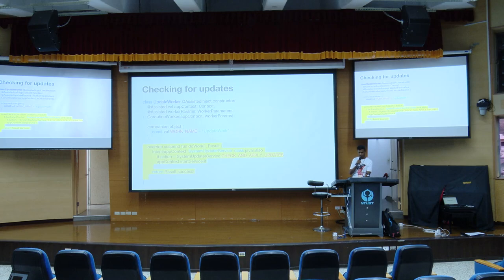Now, how do you check for updates? Checking for updates is very easy. You just use Google's Work Manager library. Google has really good documentation on the Work Manager library. In this case, what we do is we trigger our own system updater service, which is a foreground service. What it does is it checks for an update on our own server, and if there's an update available, it will download and apply it.